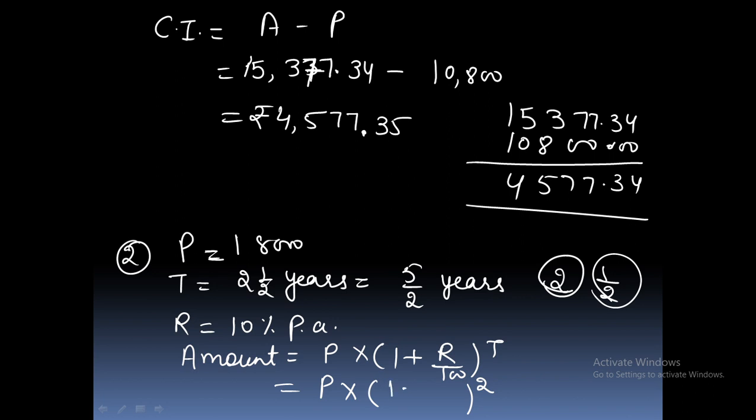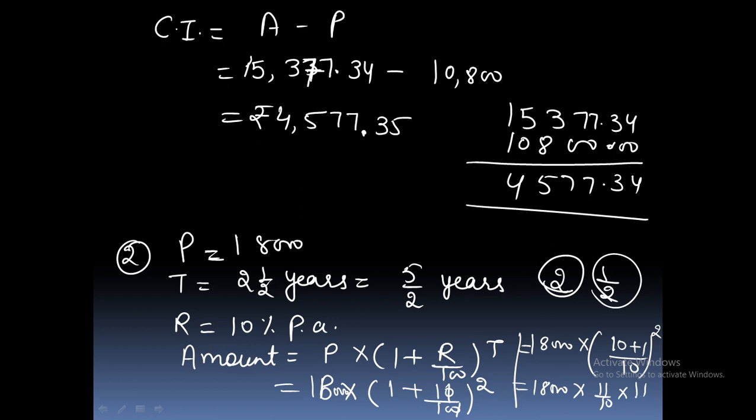This is the method of solving it. 1 plus R over 100 is given as 10 over 100, and P is given as 18,000. Here 18,000 multiplied by 11 over 10, multiplied by 11 over 10, zeros cut with zeros, after taking LCM 10 plus 1 over 10 to the power 2.